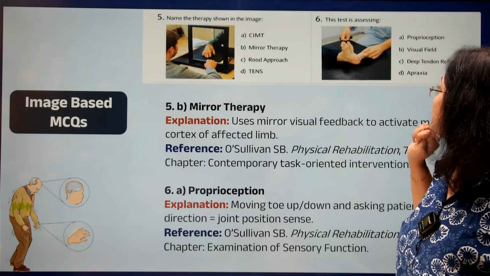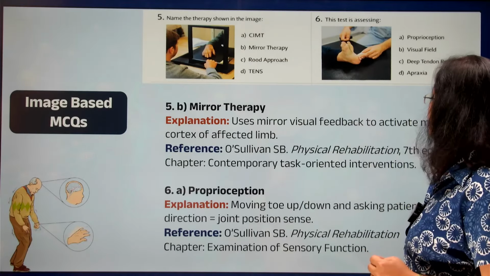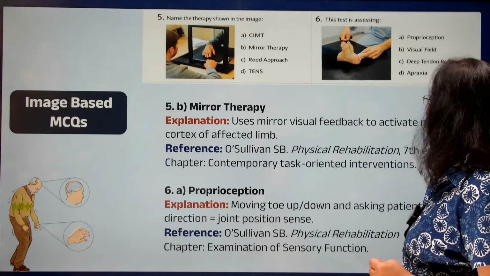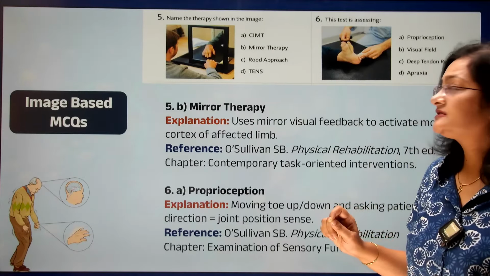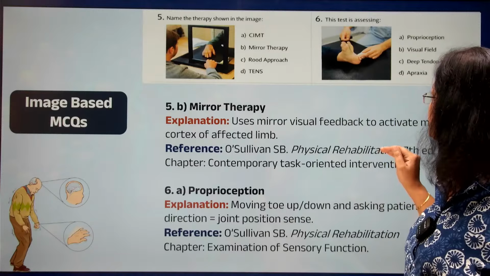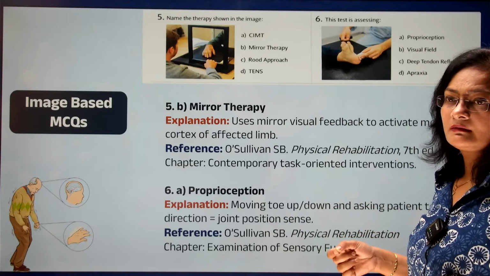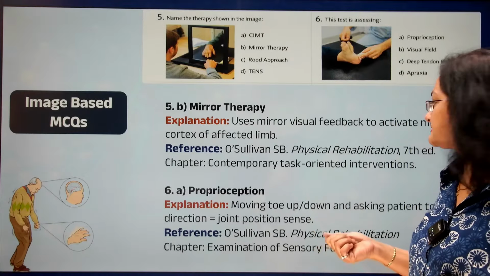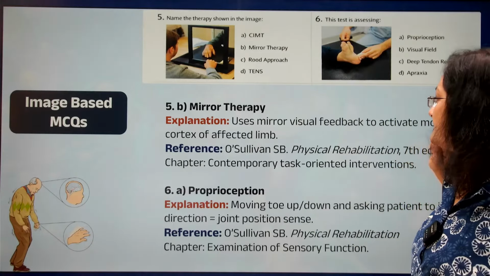Sixth one: this test is assessing A, proprioception, B, visual field, C, DTR, and D, apraxia. Here the therapist is assessing proprioception, so option A will be our answer. Moving the toe up and down, that is small joint proprioception the therapist is assessing. So it is assessment of proprioception. The answer will be A.